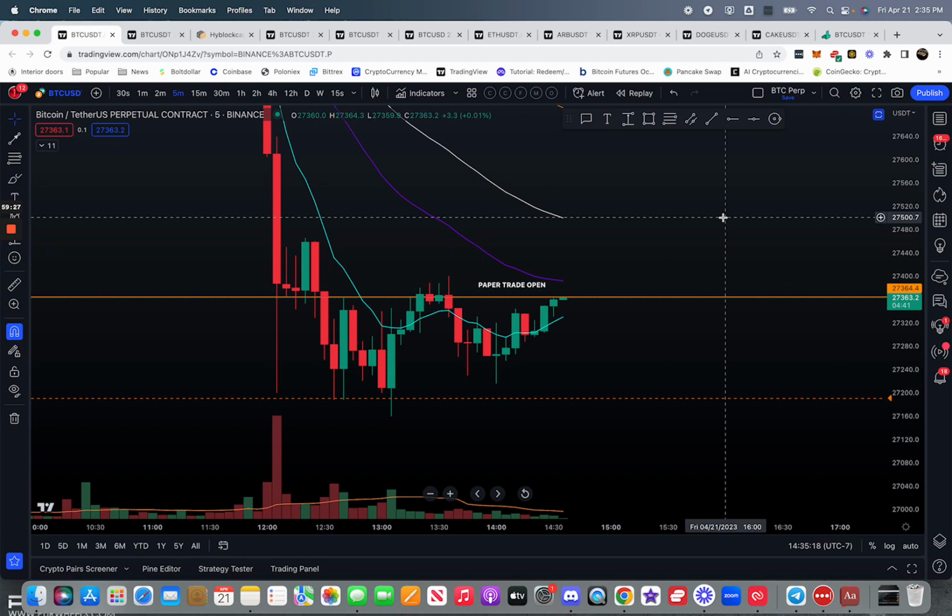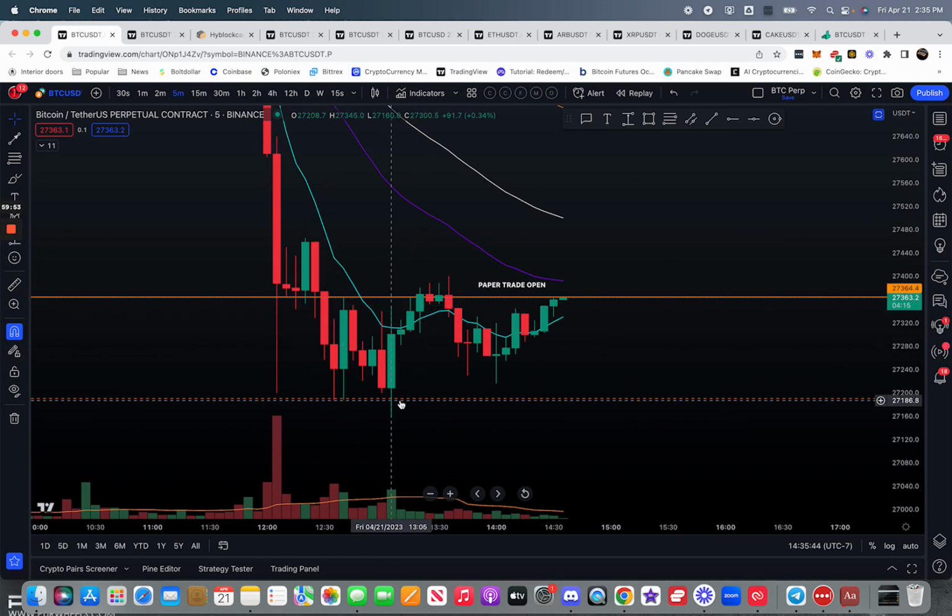Just because we found the target with Confluence doesn't mean it's going to hit. Keep that in mind, guys. That's not how it works. We do the job. We find the targets. Now it's up to the market to do the rest. And guess what? The market sometimes is not going to agree with your targets. It's not going to agree with your analysis. It's going to do the complete opposite. And you have to have a plan for that as well.